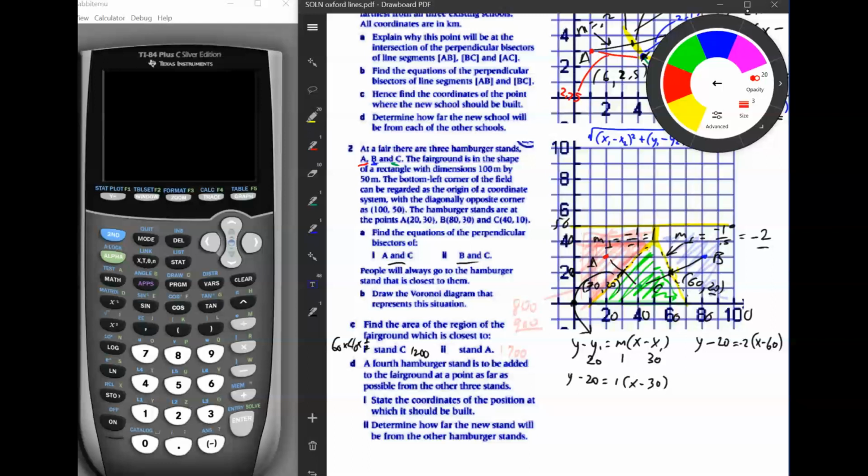Okay, part D. A fourth hamburger stand is to be added to the fairground at a point as far as possible from the other 3 stands.